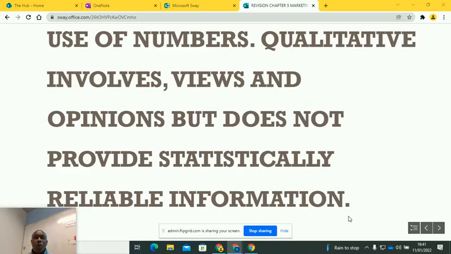Quantitative is the use of numbers, whereas qualitative involves views and opinions, but does not provide statistically reliable information. You get people's views, and people's views obviously change. So qualitative, don't get that mixed up. Quantitative is numbers, qualitative is opinions. Like you go around, you get people's opinions, maybe questionnaires, things like that.